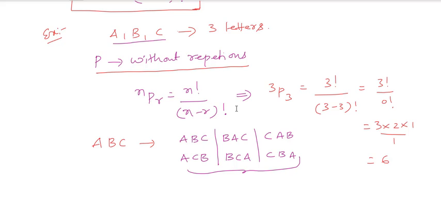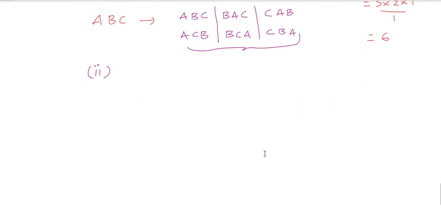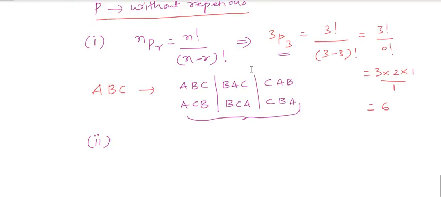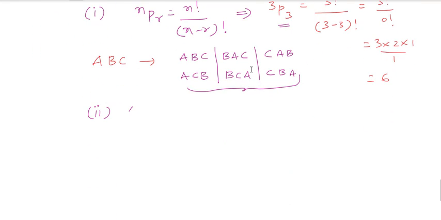So these are 3 letters with the 3 places. This is one example. Similarly, we will take one more example: 3 letters with the 2 places. Am I right or not? See here, ABC with the 3 things. Let me take the other, 3 letters with 2 places. How will we do it?